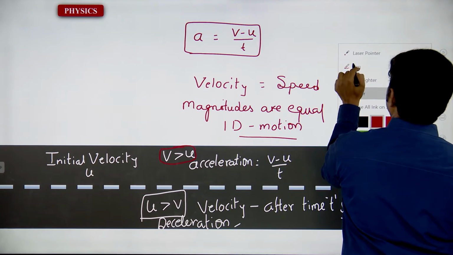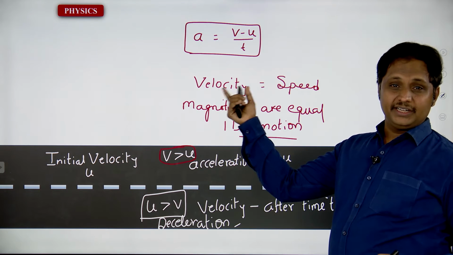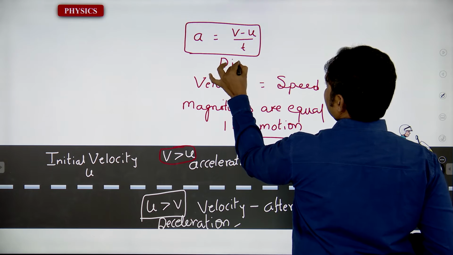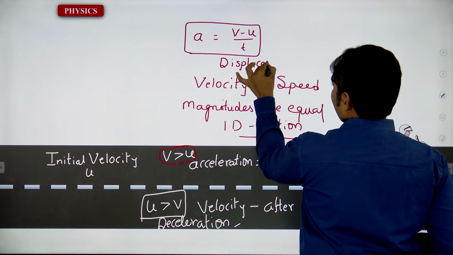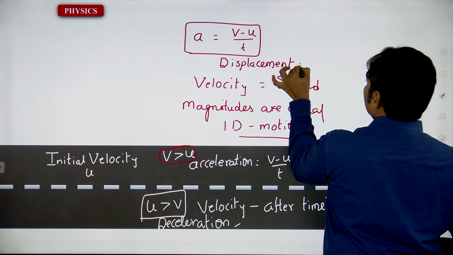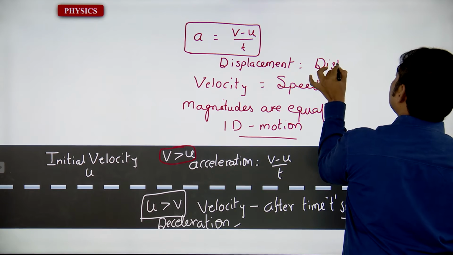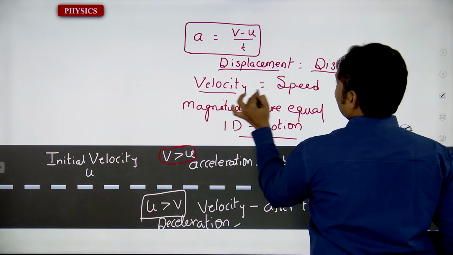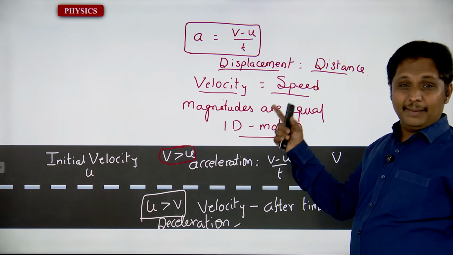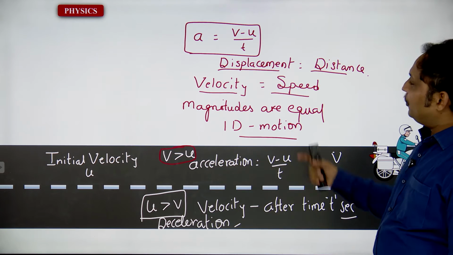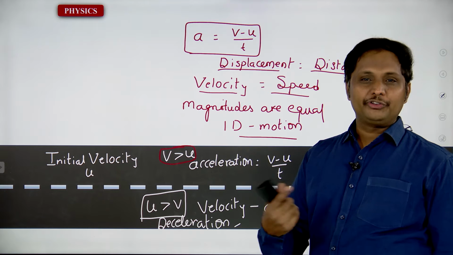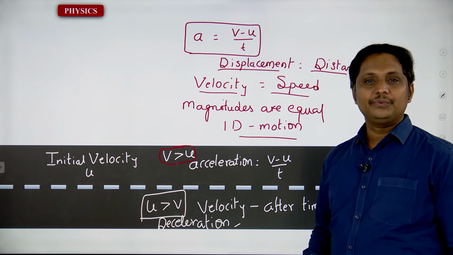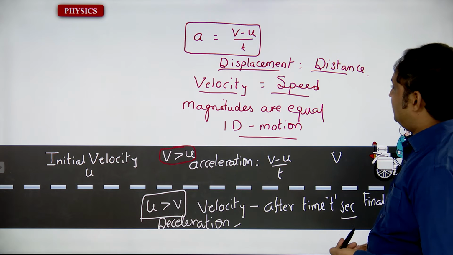In case of 1D, while you are talking about velocity and speed, displacement is equal to distance. Distance and displacement, velocity and speed have equal magnitudes. If you talk about displacement, it follows the direction, so we have to take the direction. Let us have the problems we would like to discuss.